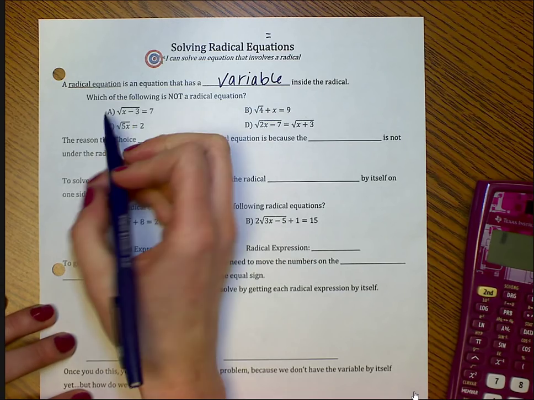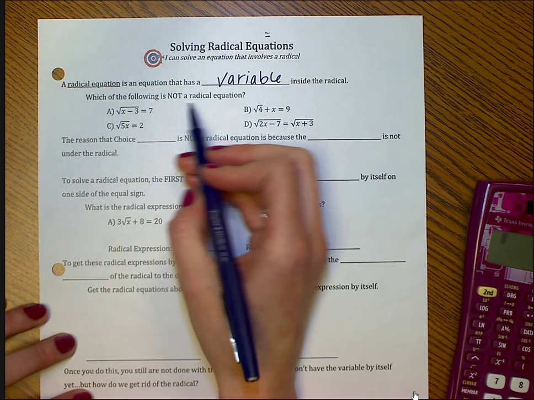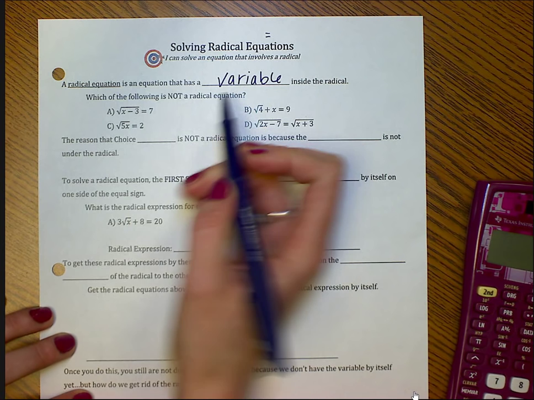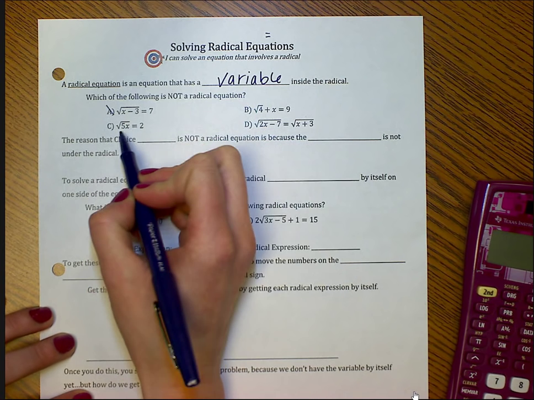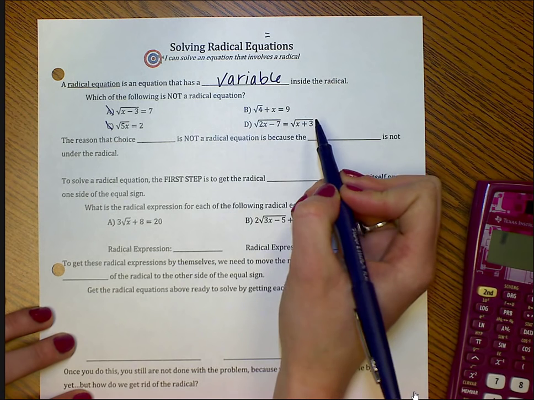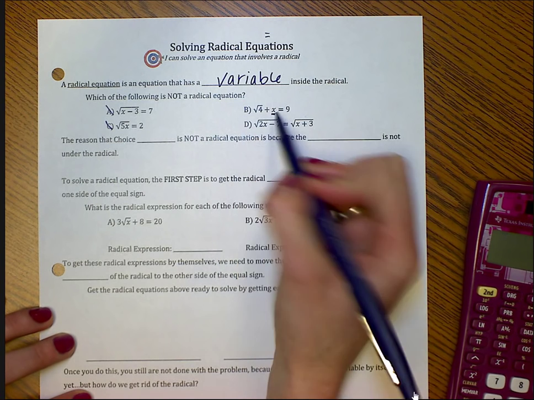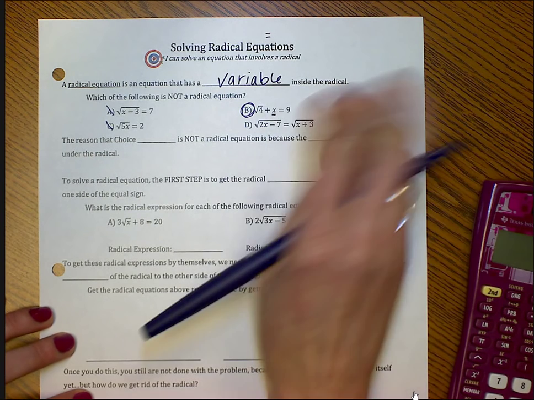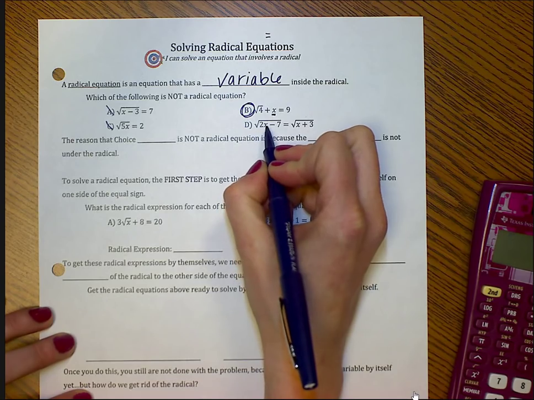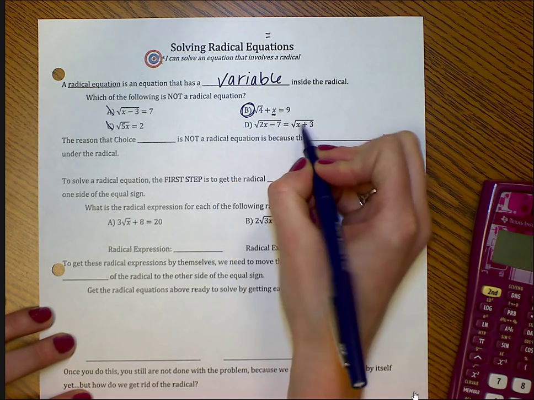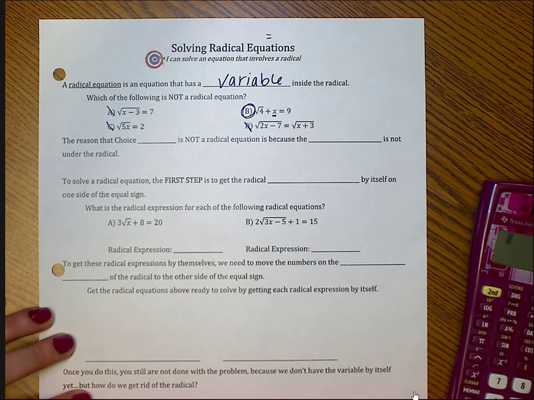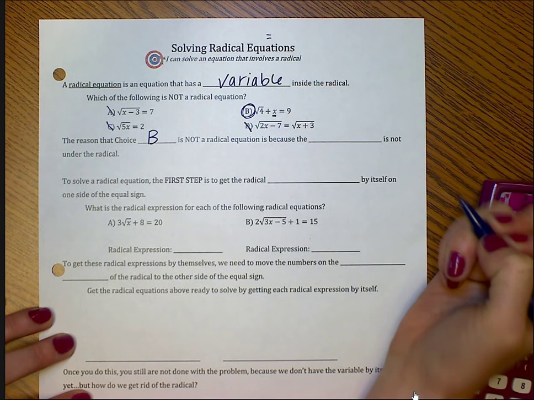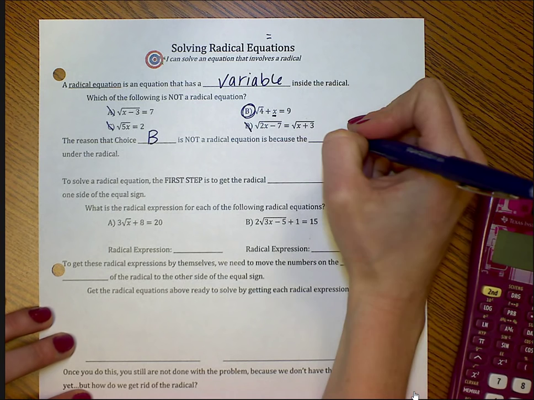So this first little question here says, which of the following is not a radical equation? Well, for a radical equation, the variable's got to be underneath the radical. So on A, it's underneath. On C, it's underneath. On B, notice the x is not sitting underneath the radical. So B, that's not a radical equation. D definitely is, because there's an x underneath the radical on the left side of the equal sign and on the right side. So that one is. So choice B, that's not a radical equation because the x is not underneath the radical.